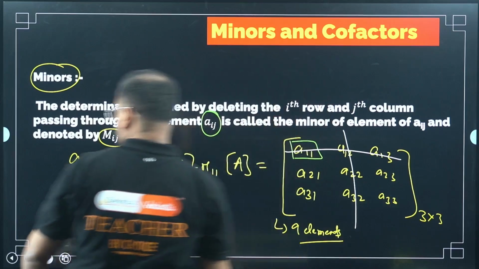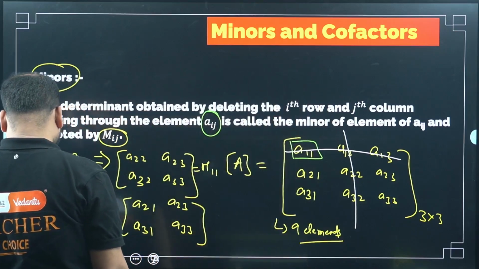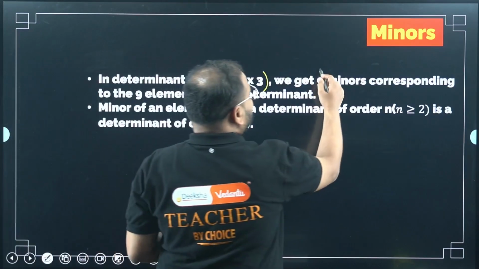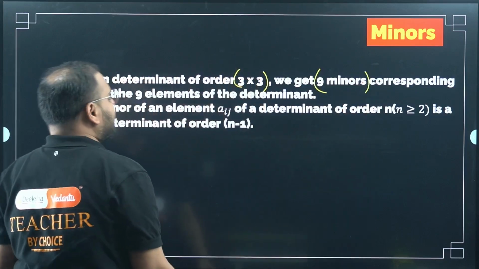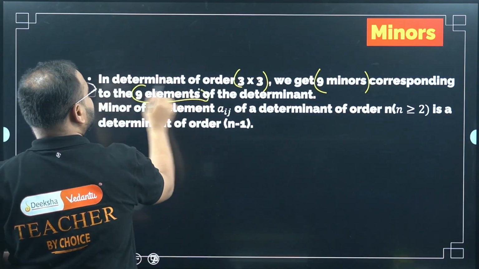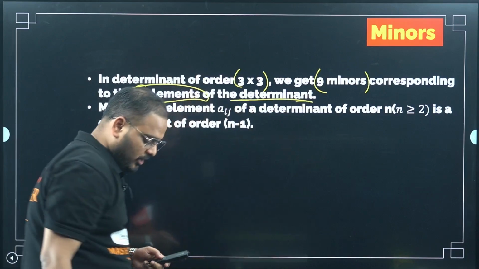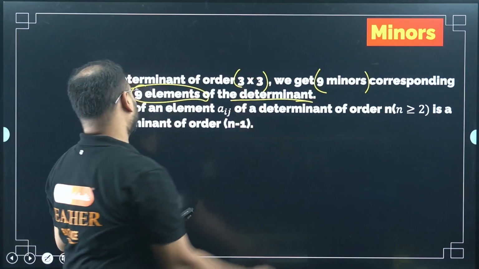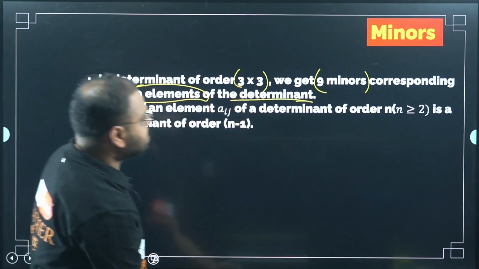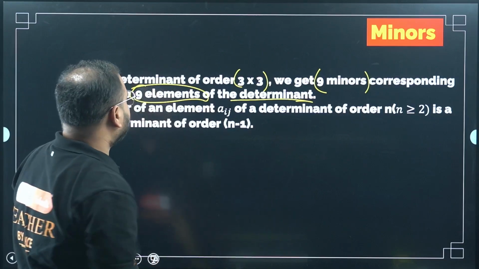Okay, all right, let's move on. So you get 9 minors actually, one for each of the 9 elements of the determinant, because there are total 9 elements in a 3 cross 3 matrix. Now this is all pretty obvious.